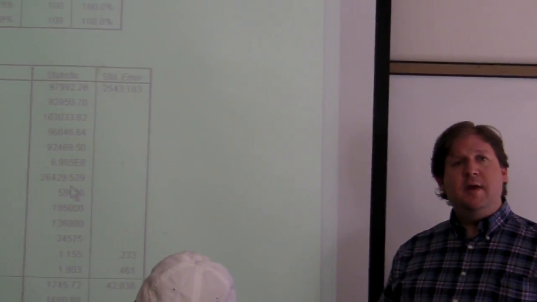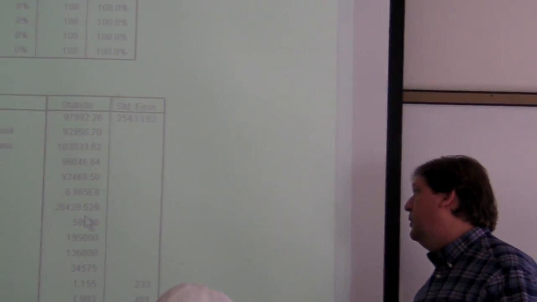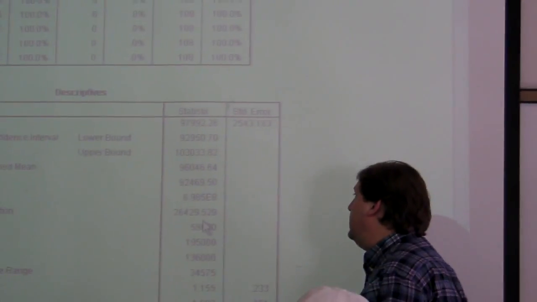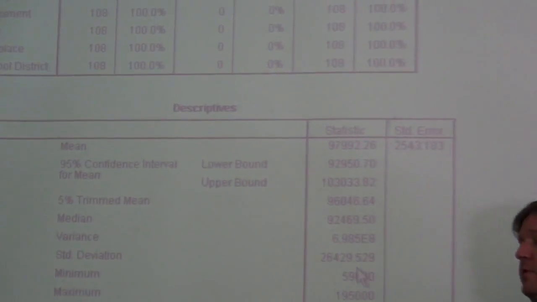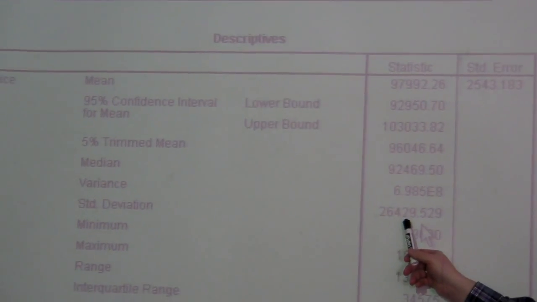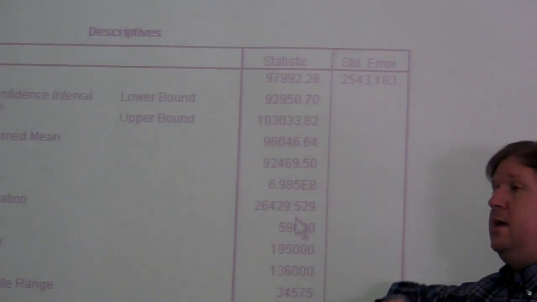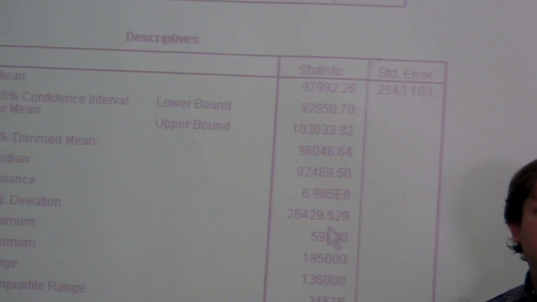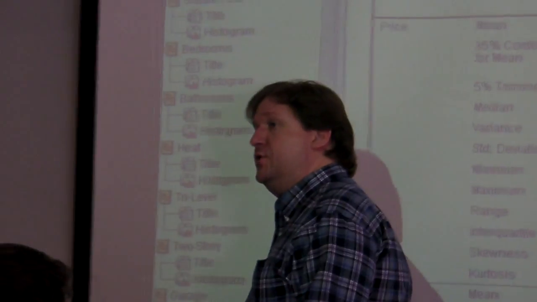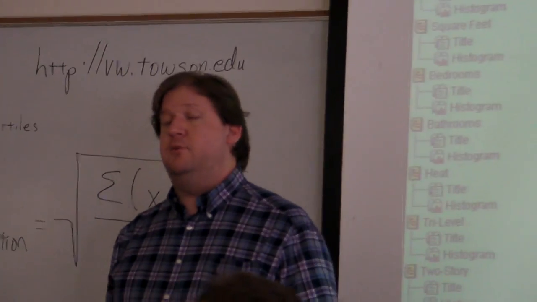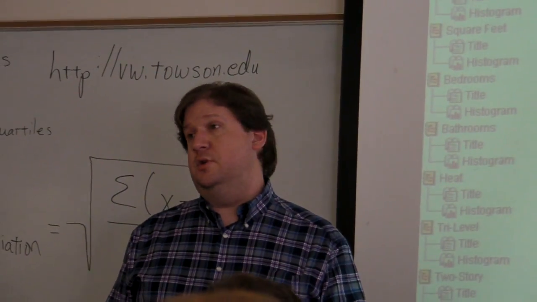So we have standard deviation. That's a nice measure. It's always in the units of whatever variable you're talking about. So in this case, standard deviation is $26,000. Same thing with the mean. The mean is $98,000. If I'm talking about the age of the house or square footage of the house, those are all measured in their own units, like square feet.